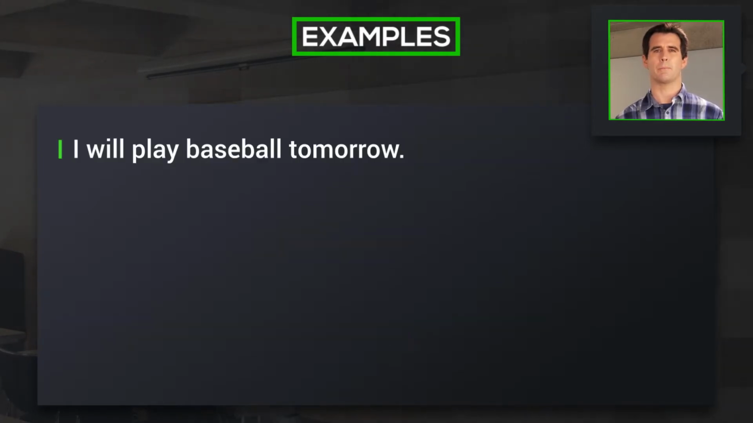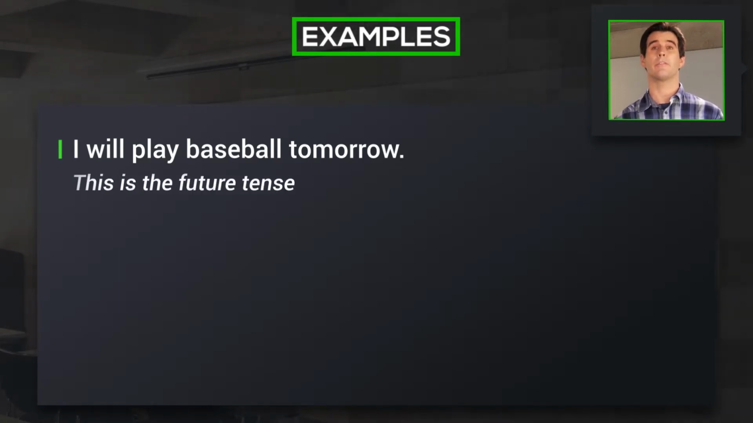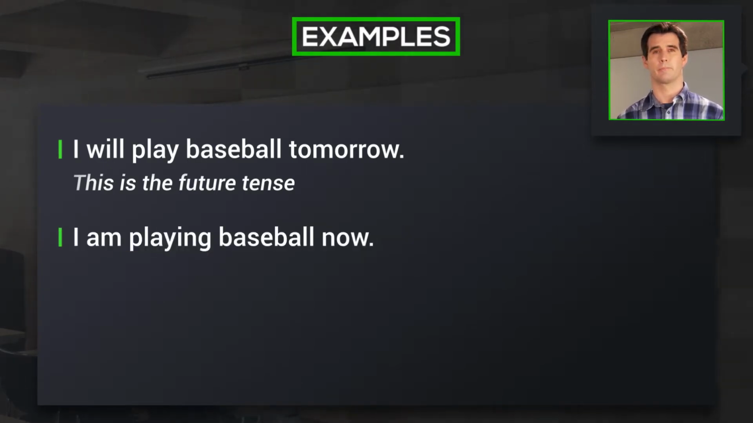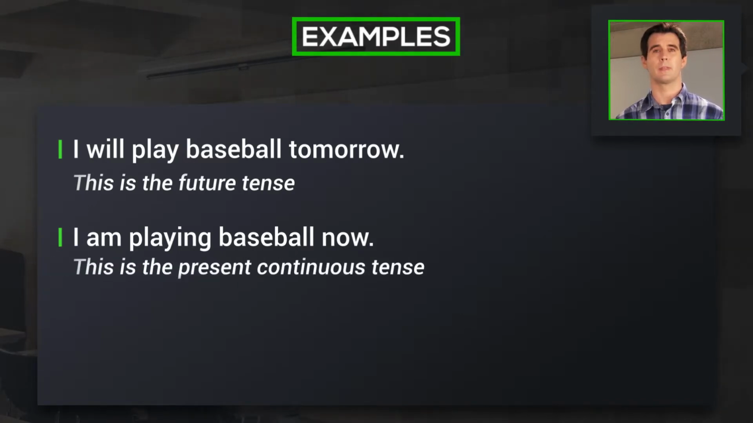I will play baseball tomorrow. This is the future tense. It is used to talk about the future. I am playing baseball now. This is the present continuous tense. It is used to talk about now, or actions that are happening now.